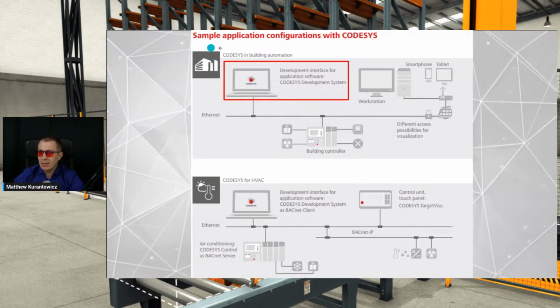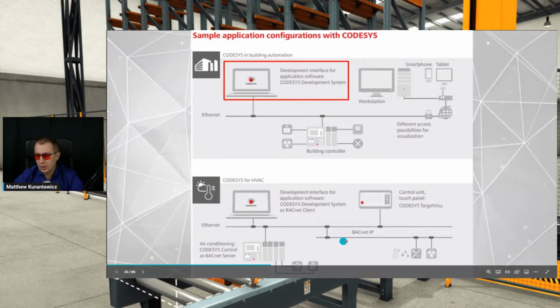How does a sample application for building automation look like? Here we have a laptop with the CODESYS system. We have a building controller. We have the Ethernet standard, and it is connected with a tablet and workstation. We can display a visualization on a smartphone. In more sophisticated, more professional applications, we also use building protocols like BACnet IP.